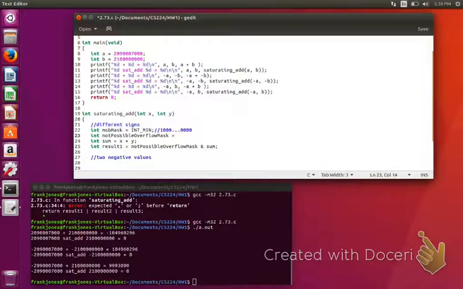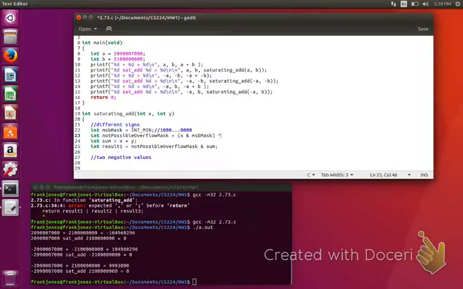Okay, so we need to figure out this mask. So when would it not be possible if there would be an overflow? Well, that's in the situation in which the sign bits for x and y are different. How can we figure that out? Well, if I AND x with the most significant bit mask, that isolates the sign bit for the x argument.